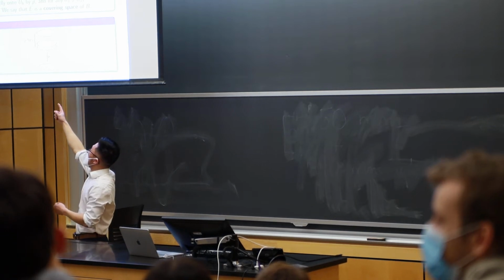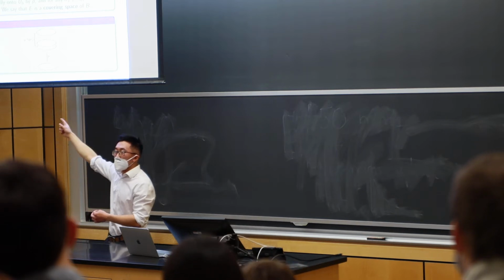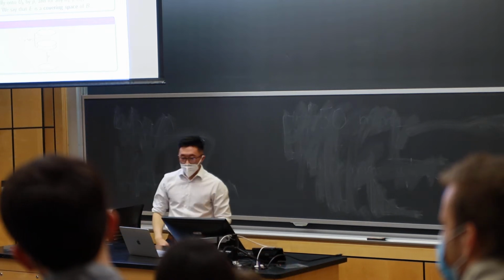So this is an open set in the base space, and that's the pre-image of the open set under a covering map. It's always going to be a stack of copies. So that's the definition.